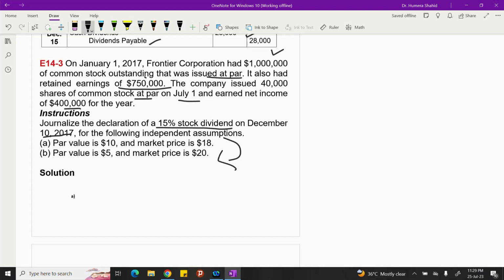Two independent situations are given to us. Firstly, it's a stock dividend, right? So the percentage is 15, so it's less than 20 to 25%. So we have a small stock dividend, and a small stock dividend is recorded at market value. In this opening paragraph, we don't have market value, but if you read part A and part B, it's given. So let's solve under part A first.